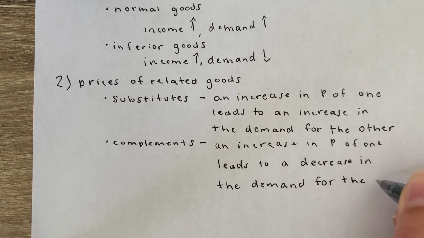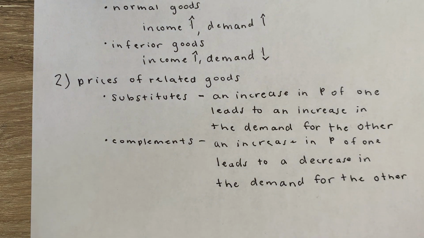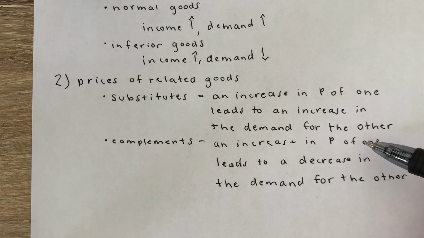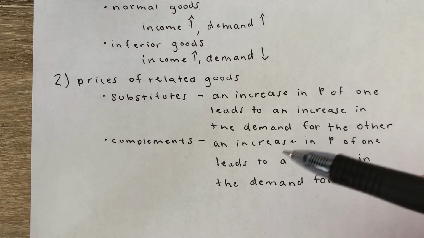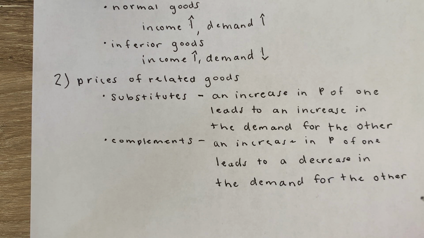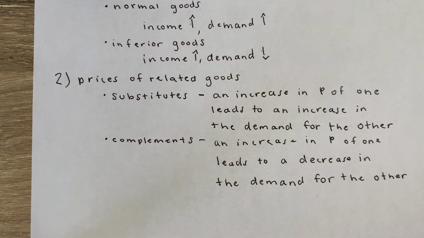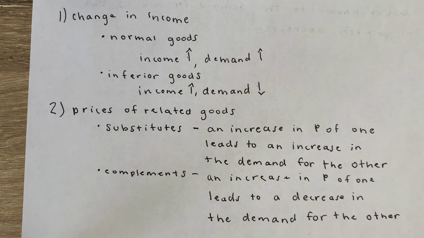So an example of complement goods that you're going to see is printers and ink, right? So if the price of one of those increases, well, it's going to decrease the demand for the other, right? Because you can't have ink without having a printer, right? So an increase in the price of one leads to a decrease in the demand for the other. Okay. These are the 2 big ones, right? Make sure you're comfortable with these ones.